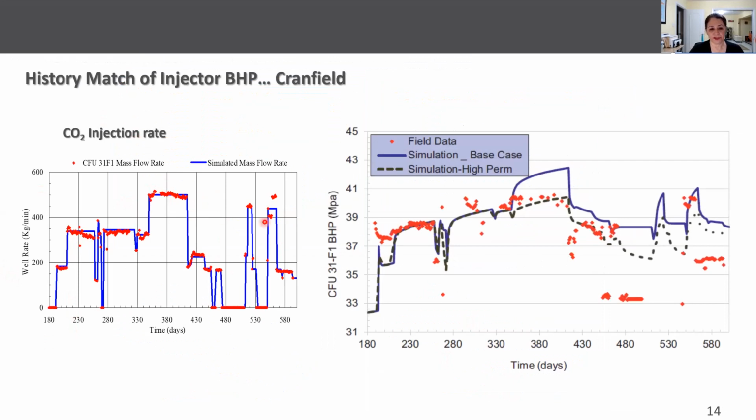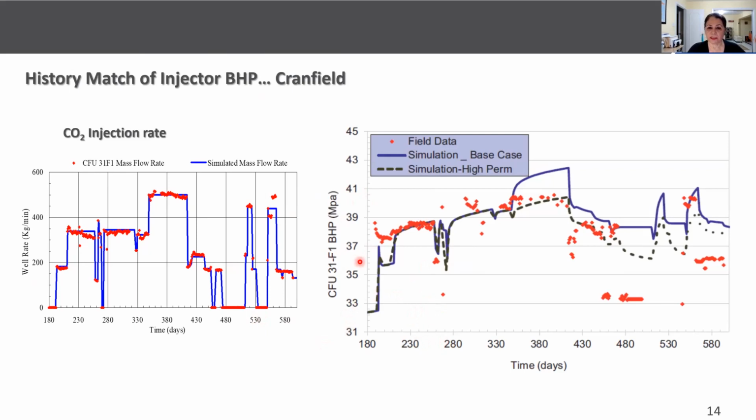Again, this is the injection rate. So it was variable. They didn't keep it constant. Initially, they tried to keep the rate, ramping it up gradually. So they started with about 200 kilograms per minute. Then they increased it to about 350. Then they almost doubled the rate from the initial. And then they backed down the rate. And I will tell you the story of what happened there.